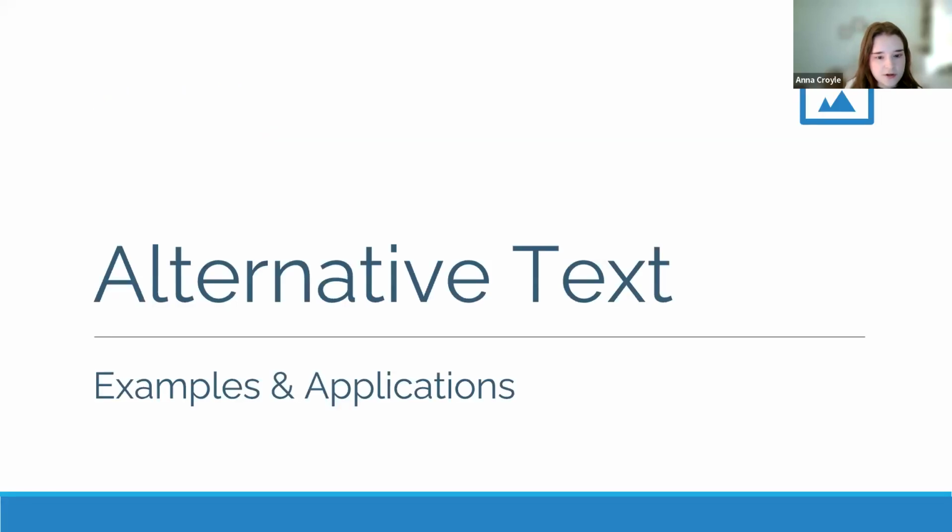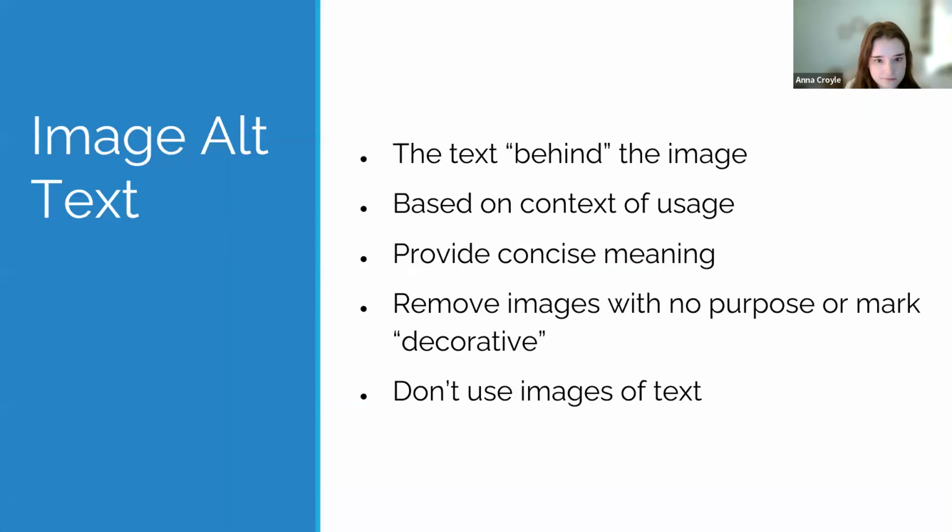Okay, so we'll go through alternative text, our first example. So alt text is the text behind the image. You don't typically see it on a website, but it is part of that image data. So it's based on the context of usage. It provides concise meaning. So for example, if you're browsing our SUNY Oswego website, you might see images of students working. You wouldn't see the alt text, but it would describe what's important in those images.